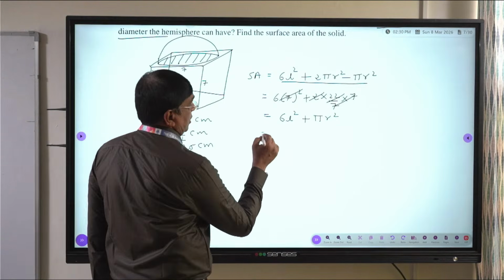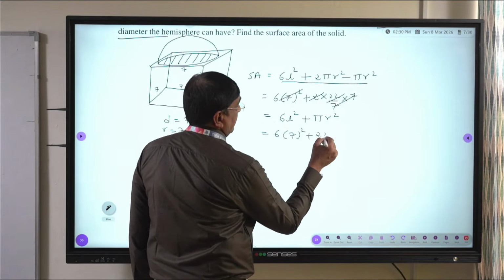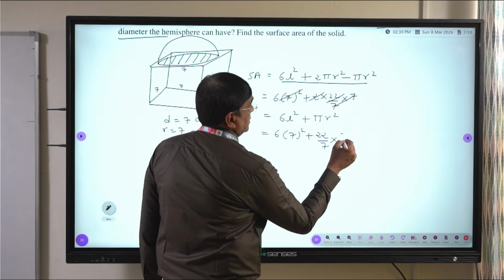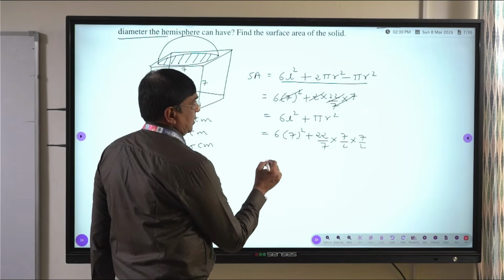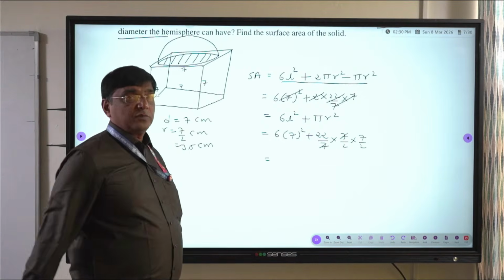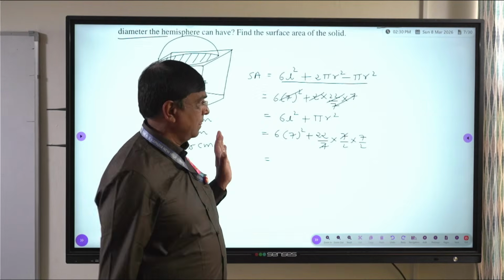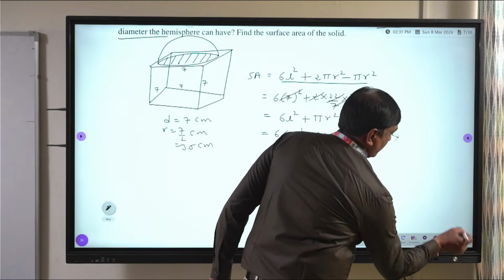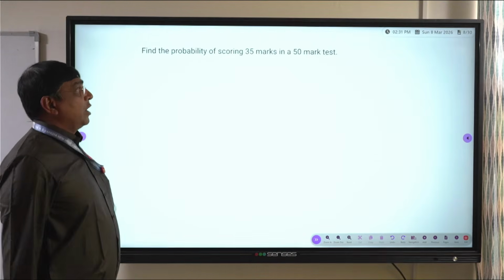Now calculation, substitute the values. 7 square, 22 by 7, 7 by 2 the whole square, so 2 times. Simplify, which gives your answer. मैं कैलकुलेशन कंप्लीट नहीं कर रहा हूं, आपको कंप्लीट करना है. नेक्स्ट वन इज योर 1 मार्कर क्वेश्चन.